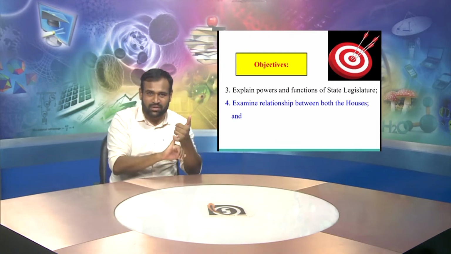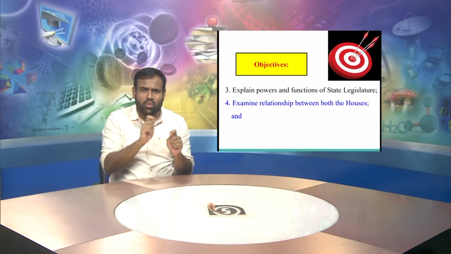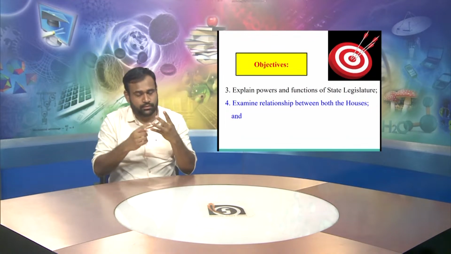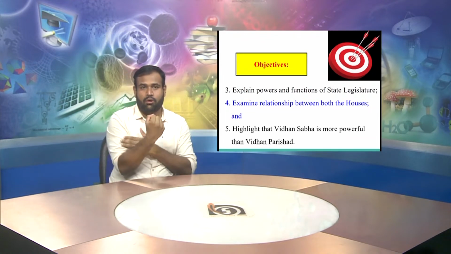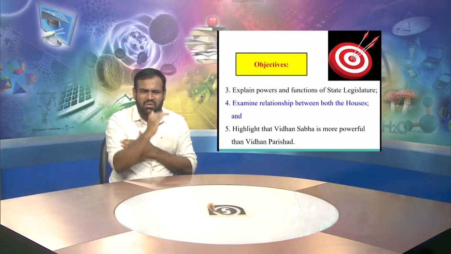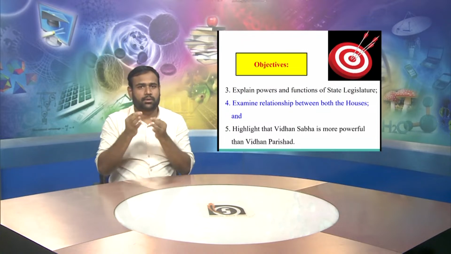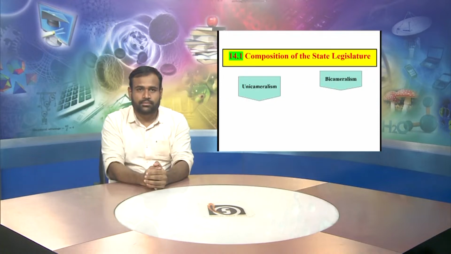The fourth objective is that we will be able to examine the relationship between both the houses. Further, the fifth objective is that we will be able to highlight that Vidhan Sabha is more powerful than the Vidhan Parishad. So these are the 5 objectives we will understand in this video.